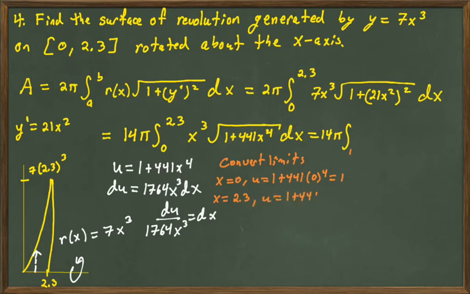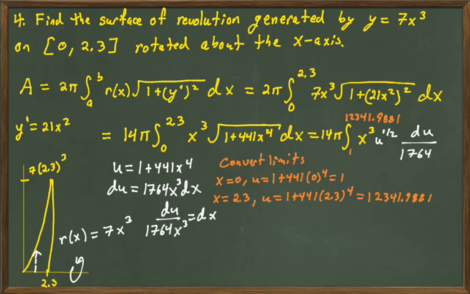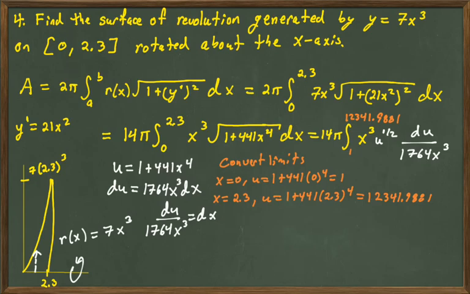New upper limit is going to be 12341.9881. Okay. Still in the integral is the x cubed, and then the u to the 1/2 power. dx was du over 1764x cubed. So the x cubes are going to cancel, and I think we're going to go ahead and write that on the next page anyways. Next slide. We just rewrite it here.